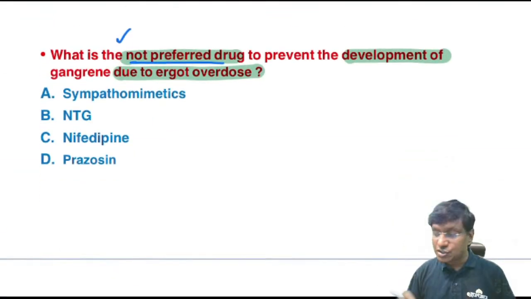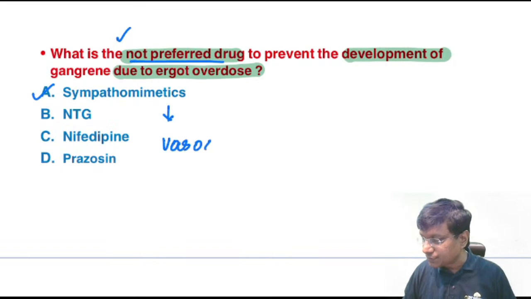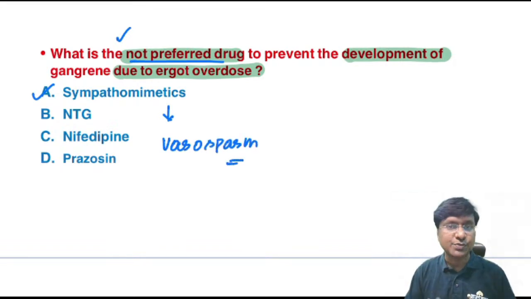So now you can see this question. Tell me, which of the following drugs is not preferred to prevent the development of gangrene due to ergot overdose? Sympathomimetics, nitroglycerin, nifedipine, prazosin. The correct answer here will be the sympathomimetics. Why? Because the sympathomimetics will further induce vasospasm.